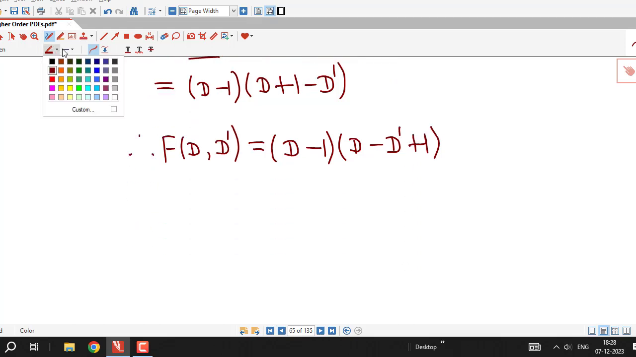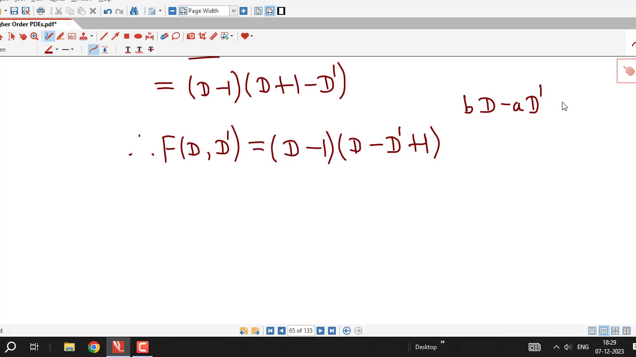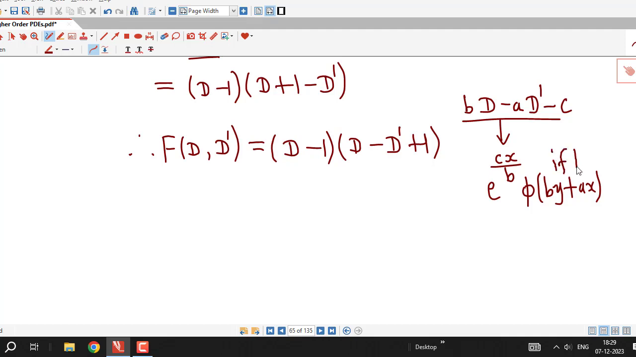Now if you recall, if we have this type of linear factor bD minus aD dash minus c, then the part of the solution corresponding to this factor is given by e raised to cx divided by b, times an arbitrary function of (by plus ax), if this b is non-zero. B means the coefficient of D. So here the coefficient of D in both the factors is non-zero.